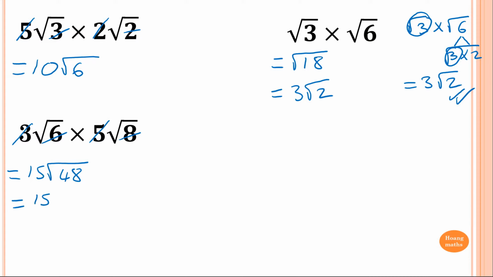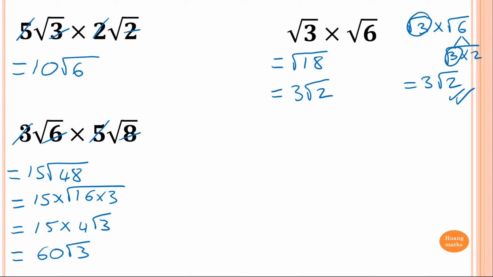So 15 times the square root of 16 times 3. I'll write it out, otherwise I'm going too fast. So you go 15 times 4 root 3. Double 15 is 30, double again is 60. So 60 root 3. Otherwise, just use a calculator.